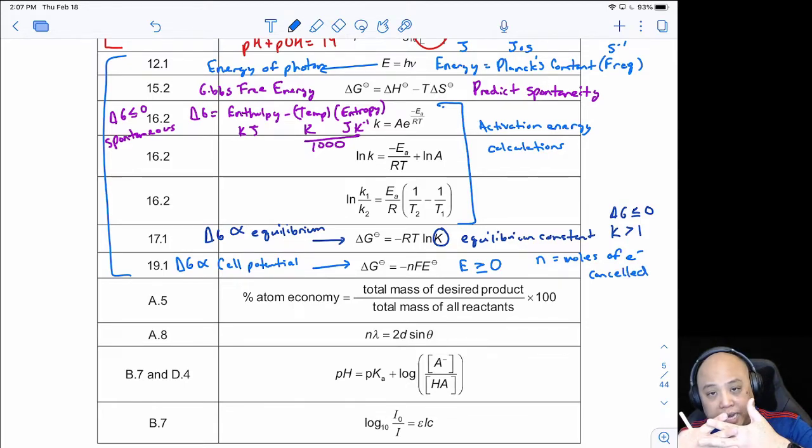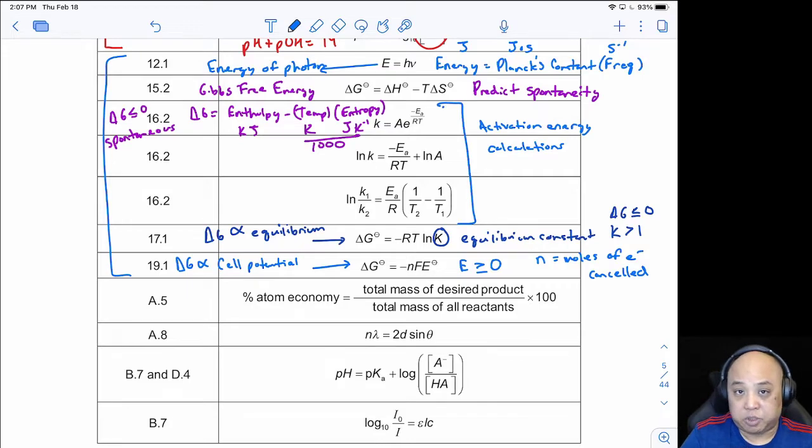You also need to remember that n is the moles of electrons cancelled. When you're balancing reactions and you cancel out a number of electrons to combine them, that coefficient goes in as n. So it could be 1, it could be 2, it could be 5, it could be 10, or any of those values. F is Faraday's constant, which is also given to you in the next table as well.